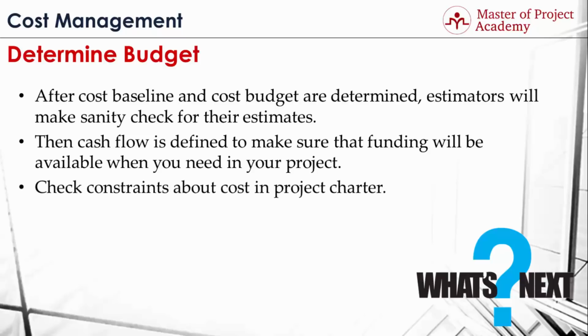Check constraints about the cost in project charter. If you remember from our previous lectures, constraints of a project were listed in project charter. For instance, if the sponsor can spare only $1 million for this project, this is a budget constraint and needs to be checked after you determine the budget of your project.